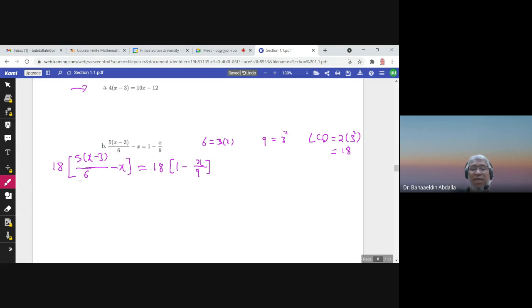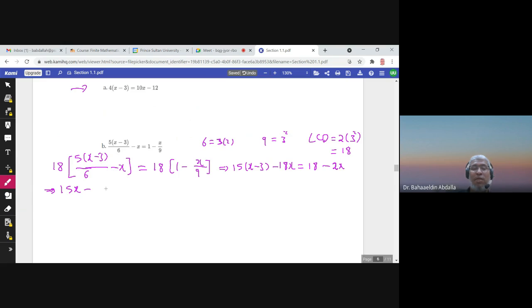18 divided by 6 is 3. 3 times 5 is 15. So I have 15 times x minus 3. And then minus 18x equals 18 times 1 is 18, minus 18 divided by 9 is 2, so I have 2x. And all the denominators disappeared, okay, because we multiplied by the LCD. Okay, continue. Remove the parentheses.